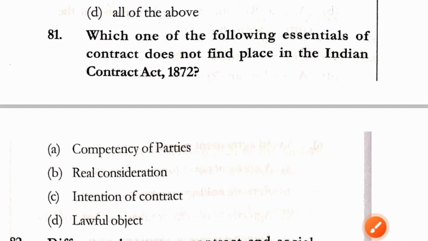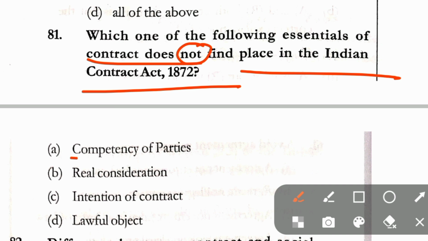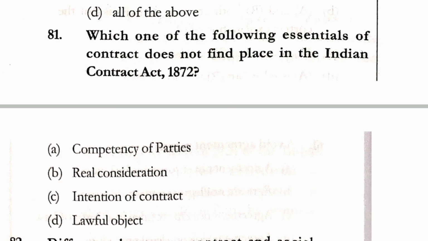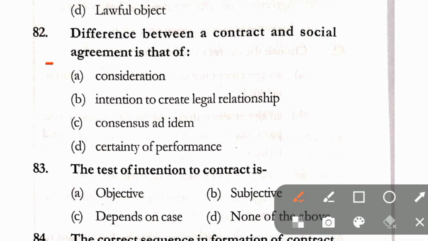Question number 81. Which one of the following essentials of contract does not find place in the Indian Contract Act 1872? Option A, competency of parties, real consideration, intention of contract, and lawful object. Here the correct answer is option C, that is intention of contract does not find place in the Indian Contract Act 1872. Now let us proceed to question number 82.